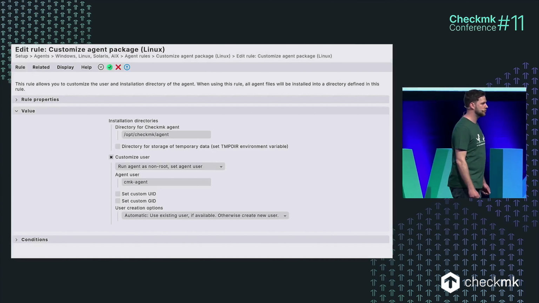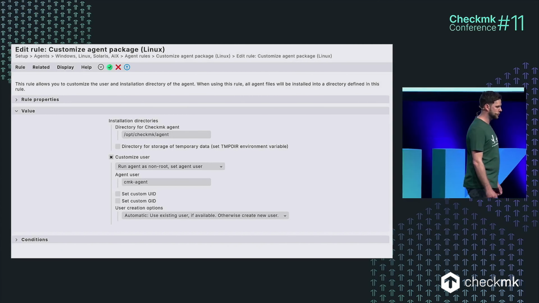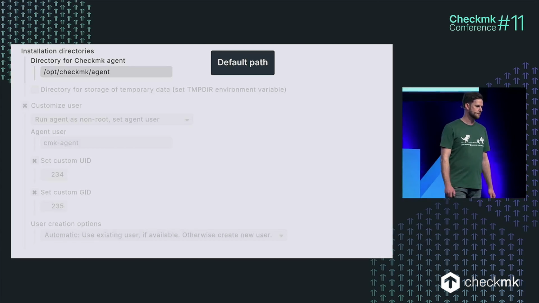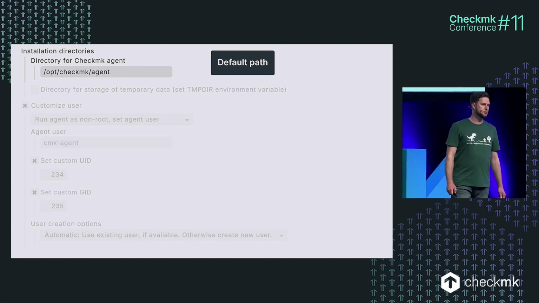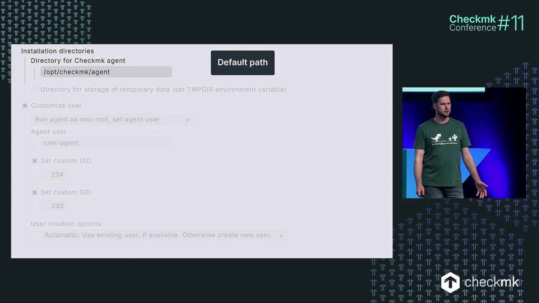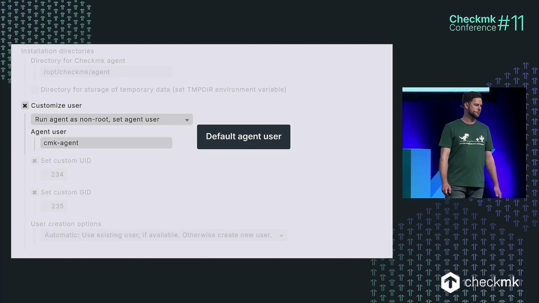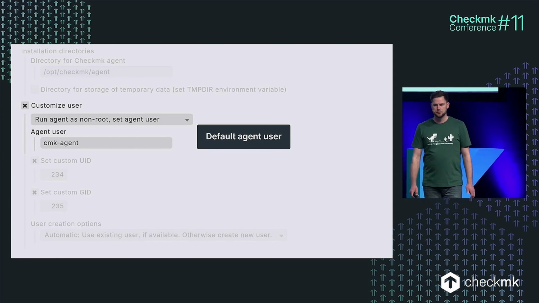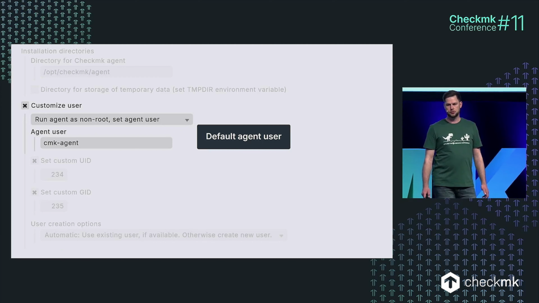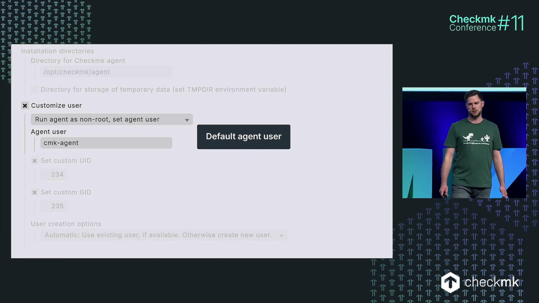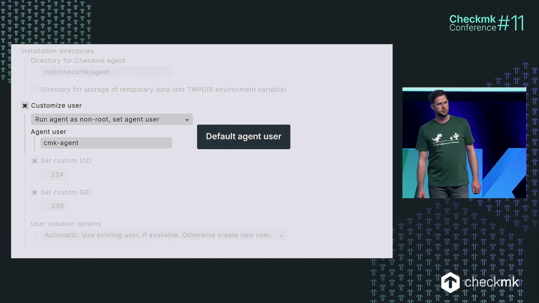Finally, let's have a look at the new rule set and go through it step by step. As soon as the rule set is active, the agent will be deployed under the new single directory. The default path is opt checkmk agent. The non-root part is optional. Vice versa, the rule set ensures that you can only choose a non-root user when activating the single directory deployment. The username is configurable and defaults to cmk-agent.